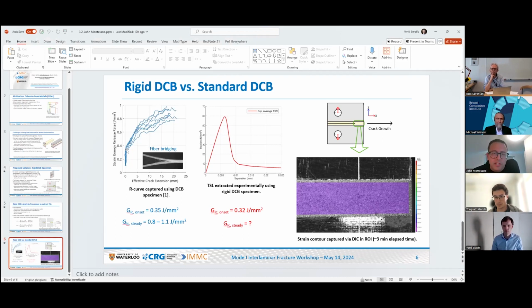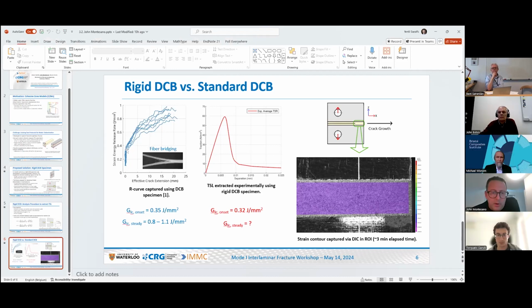So we see consistency with respect to the onset. However, with the DCB specimen, the full data is not shown on the left plot. We have a sort of steady state around 0.8 to 1.1 joules per millimeter squared. And there is, of course, a bit of scatter. And that comes from the DCB specimen where we did observe fiber bridging. So we did have fiber bridging, as you can see. For the rigid double cantilever beam specimen, we did not visualize fiber bridging extensively.